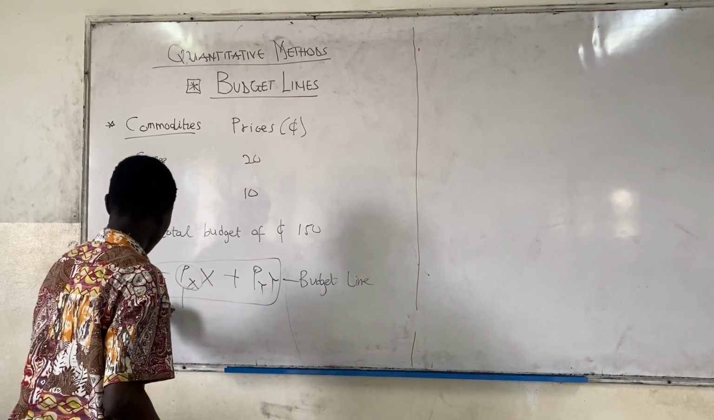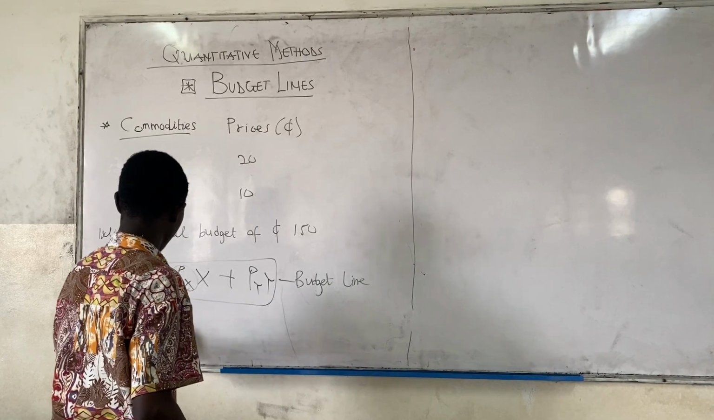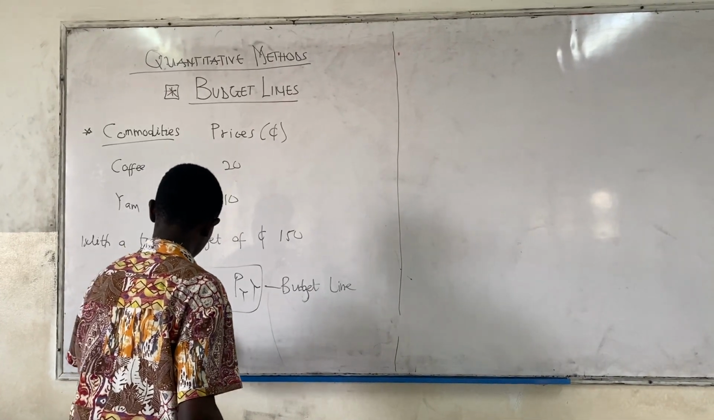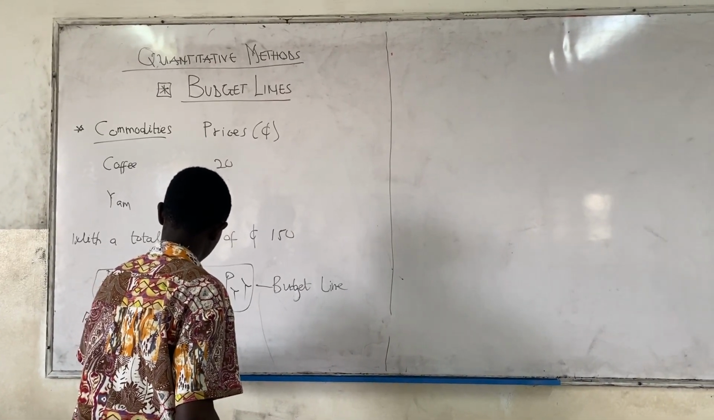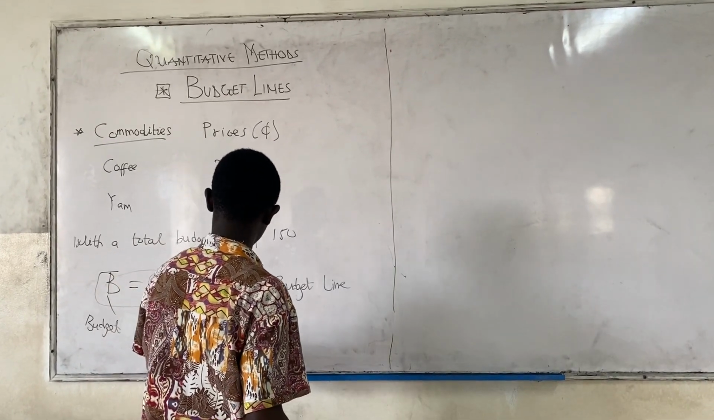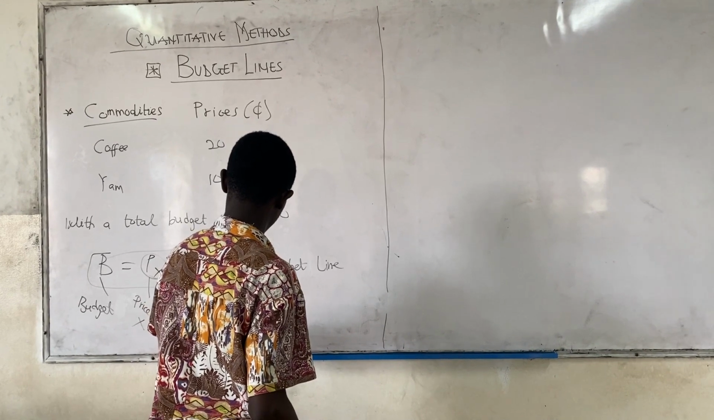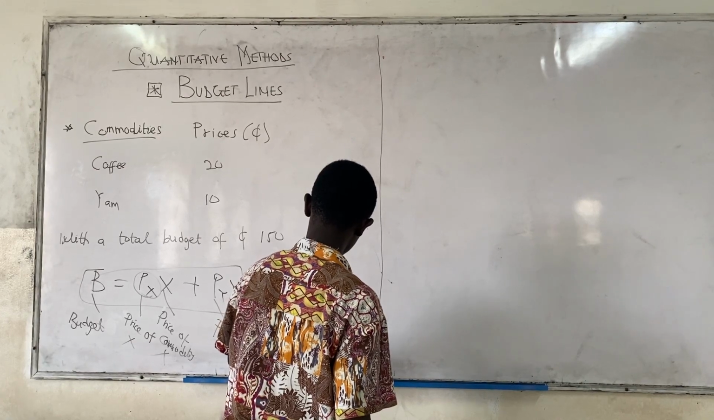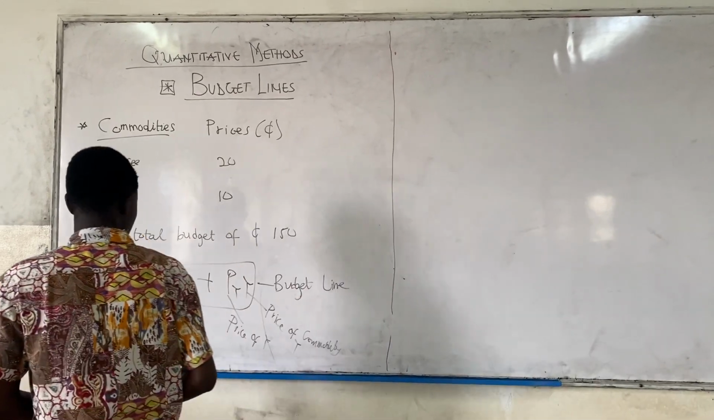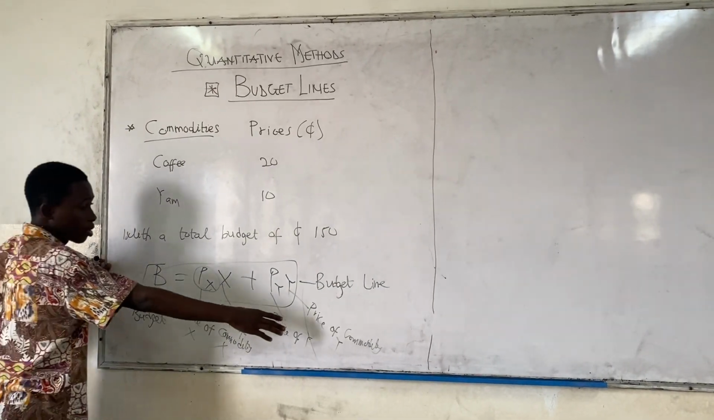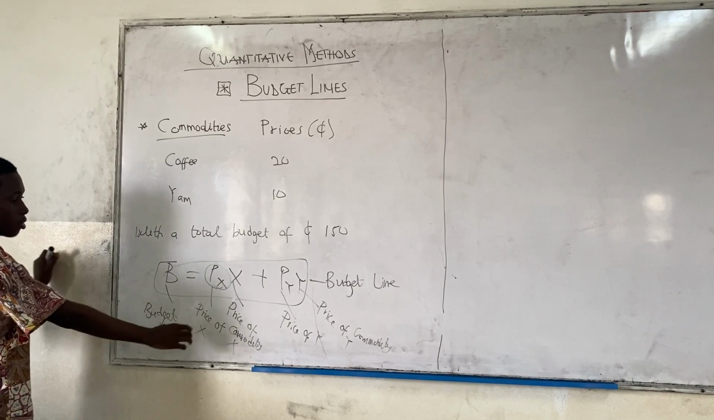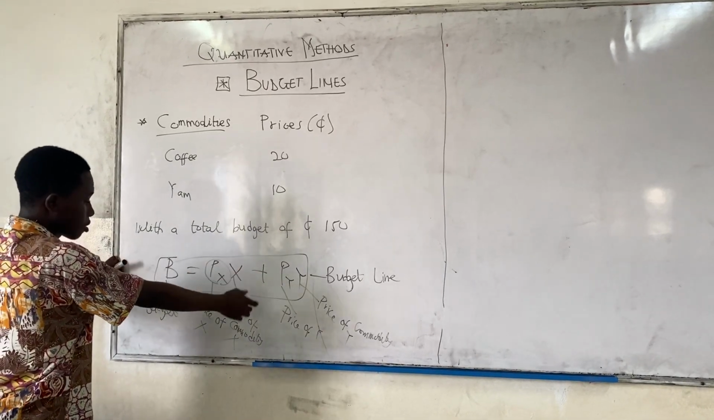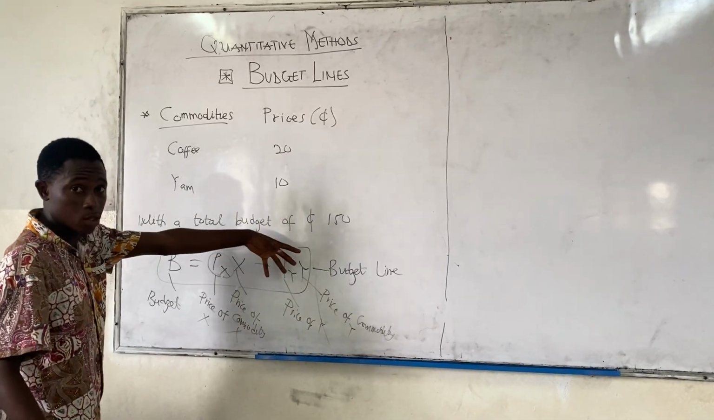This is price of X, price of commodity X, and price of Y, price of commodity Y. So immediately you're able to get to this point, you know that this definitely becomes your budget line. The B represents budget. The P with a subscript X represents price of commodity X, and the X itself is the commodity itself. Same applies to this side.